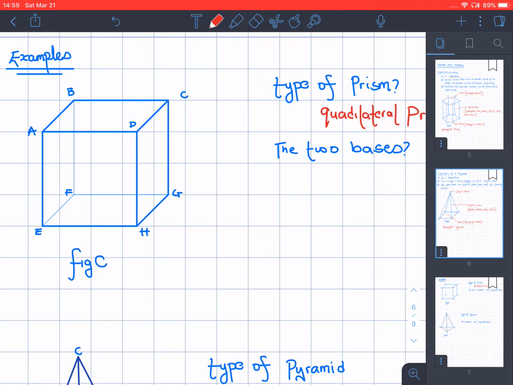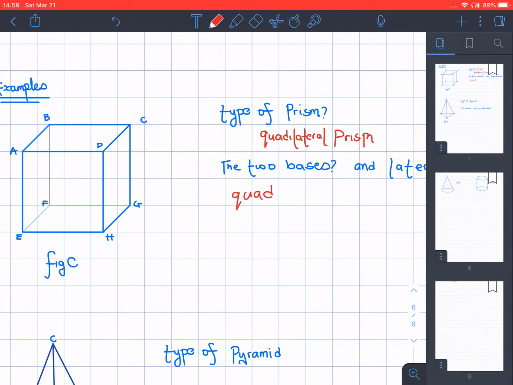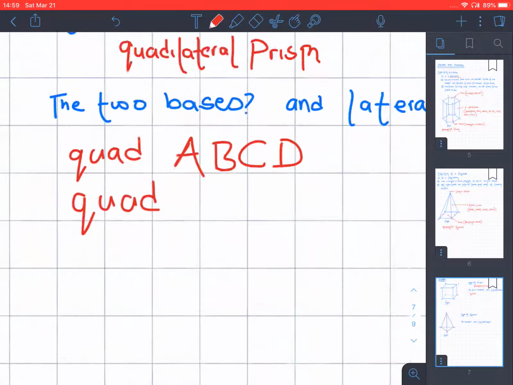it has two bases. Like I said, you can select any other base, but we can pick the top and the bottom based on this orientation. And so that's quadrilateral, and we can probably put quadrilateral A, B, C, D, and quadrilateral E, F, G, H.